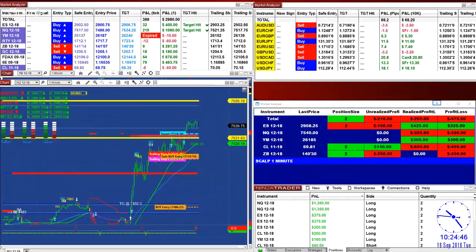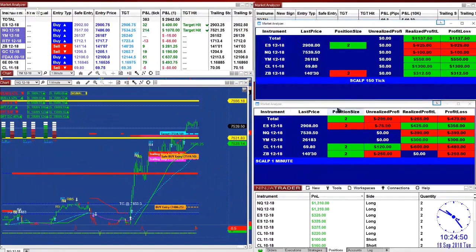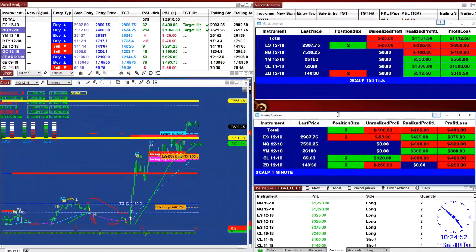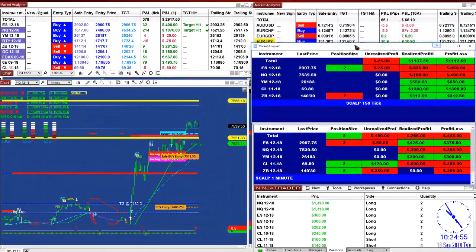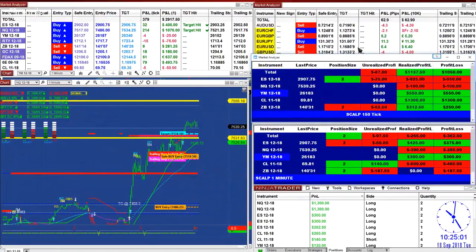Let's look at the scalping. We are struggling on the scalper. We are really struggling on the 1 minute. And this is the 150 ticks. We use two different time frames. We use 1 minute and we use 150 ticks. And right now you can see the 1 minute is really struggling. And welcome to trading. What you see, what you get, there is nothing we can do about it. Welcome to trading.